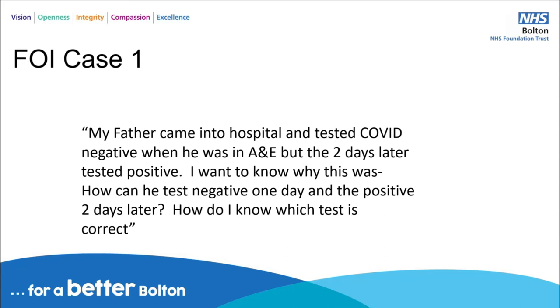So I'm going to go through one of the freedom of information cases that we have had, and a lot of the ones that we've had have been on a very similar line, in as far as someone's passed away. So this one was where somebody had lost a father. They'd tested negative when they were first tested, but 2 days later positive for COVID, and were wanting to know why this could have been, and how do they know which test was positive? Because it happens more often than not, and we know it's for a variety of reasons, but patients don't necessarily always understand that, so being able to provide the evidence is really useful.